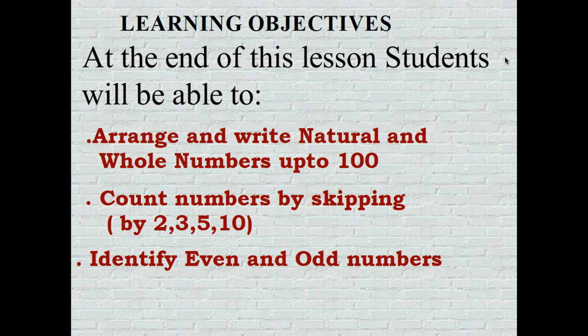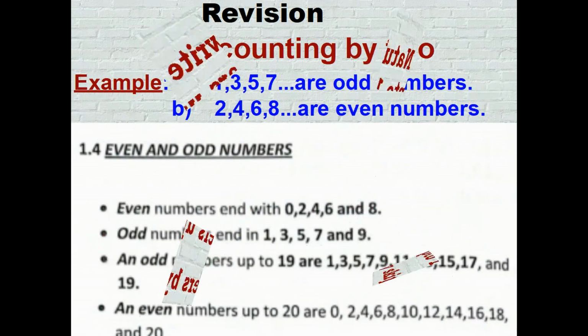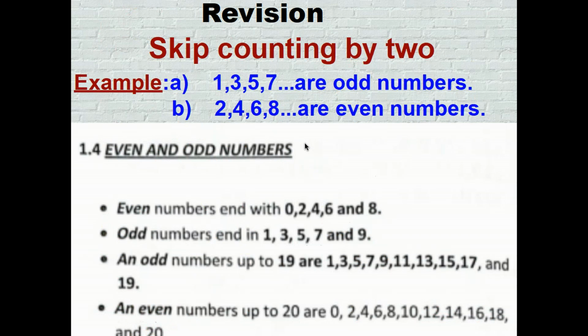We'll see in detail. Before that, let's revise what we have seen last time. Last time, as you remember, we have seen skip counting by 2. For example, in this arrangement, 1, 3, 5, 7, there is a difference of 2 in each two consecutive numbers. And also here, there is a difference of 2 between 2 and 4, 4 and 6, and 6 and 8. So this arrangement is called skip counting.